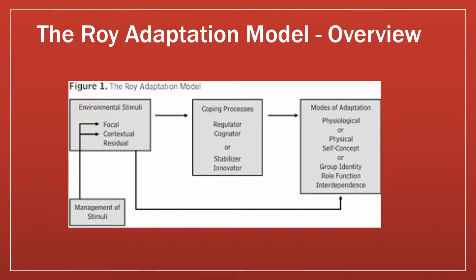Finally, Roy describes four modes of adaptation, and that would be your physiologic or physical, self-concept or group identity, role function, and interdependence. But for the purpose of this discussion, we will focus on the physiological adaptations of a patient with chronic heart failure.